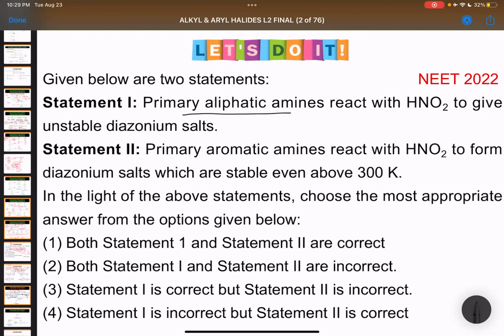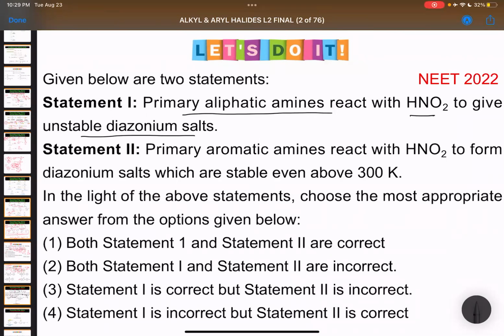So primary aliphatic amine reacted with HNO2 or NaNO2 plus HCl. That is one and the same thing. That gave unstable diazonium salt. Diazonium salts are unstable, that we know, because the N2 wants to come out. It is a very good leaving group.